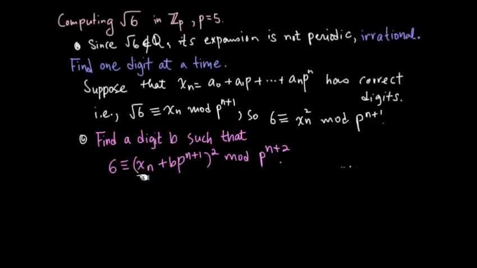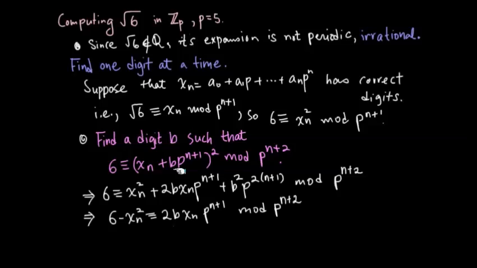So we're looking for a number with one more digit whose square is 6. So if we can figure out the b that satisfies this congruence relation, that'll be it. Let's see how we can do this. And of course, I'm going to expand this square, this binomial expansion of the second power. So we have these 3 terms: x_n squared, and 2 times x_n and b times p to the n plus 1.